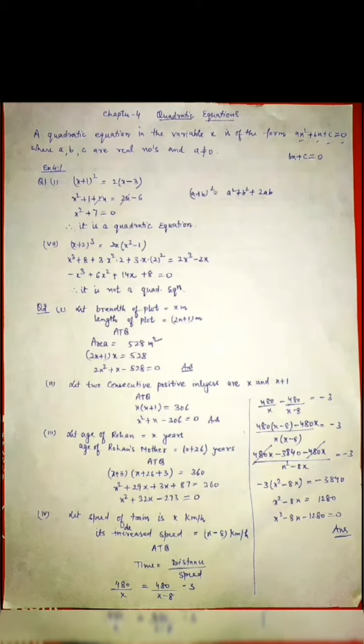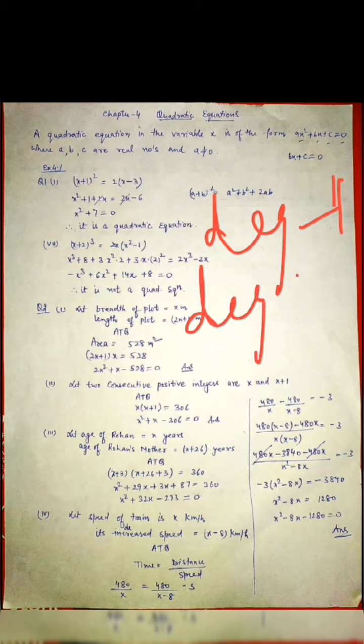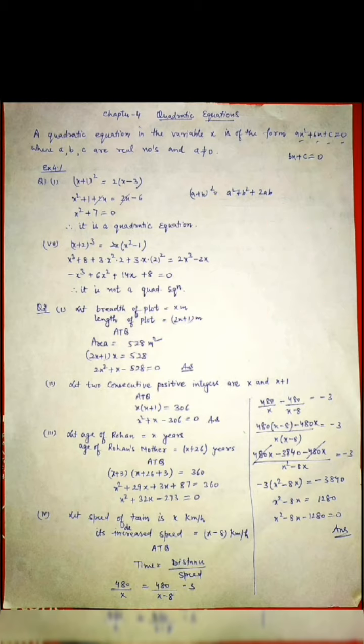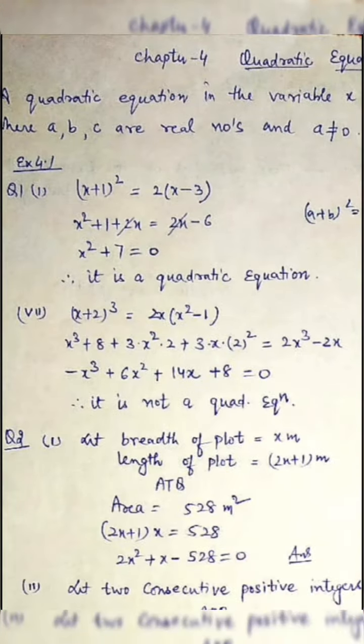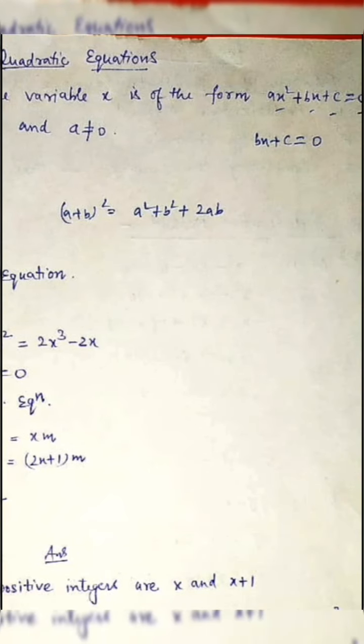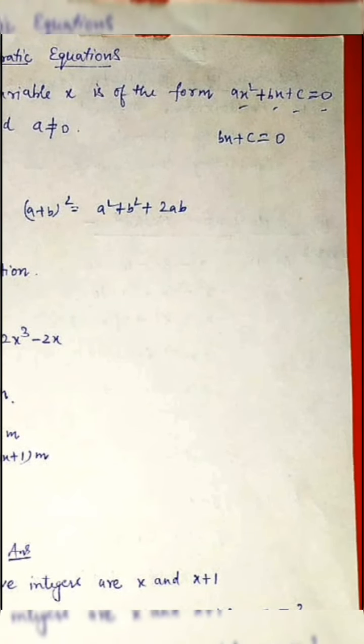Students, so today we are going to start chapter 4, quadratic equations. In chapter 3 you learnt about linear equations in two variables. Linear equation means degree is 1, but here it is a quadratic equation, so degree should be 2. That means the highest power of the variable should be 2. Okay, so the standard form of a quadratic equation is ax square plus bx plus c, right?